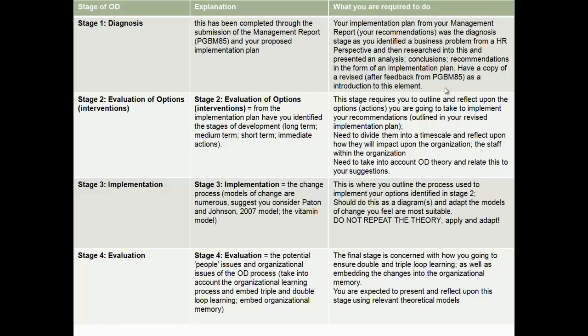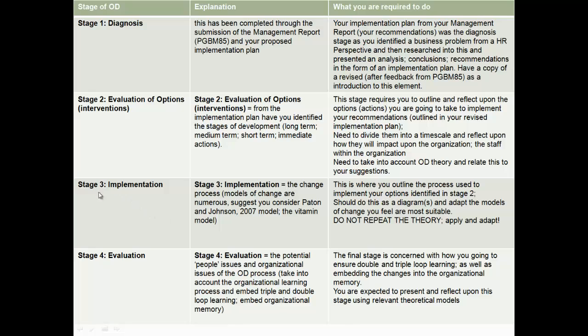This links into stage 2, which is the evaluation of the options or the interventions. From this, you should outline the options or actions you decide you're going to take to implement your recommendations, which you've outlined in your revised plan. You need to divide this into a timescale, which could be long-term, medium-term, short-term and immediate actions. You need to reflect upon how these will impact upon your organisation, as well as the staff within the organisation. To support this, you need to take into account organizational development theory and relate this to your suggestions, your options.